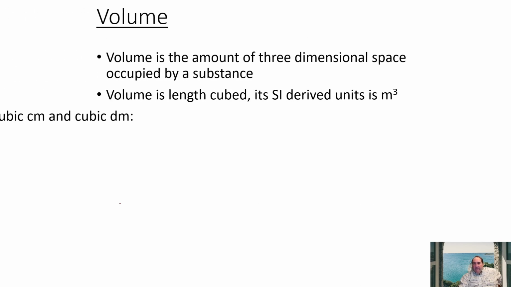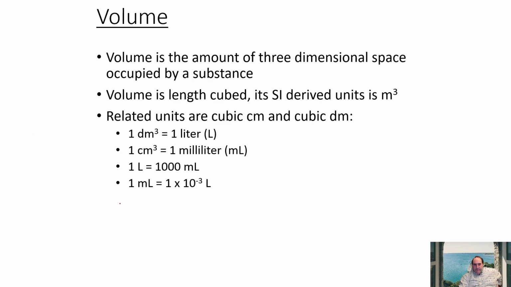So let's talk a little about volume. Volume is the amount of three-dimensional space that's occupied by a substance. Volume is length cubed, and the SI unit is meters cubed. So you may be wondering, what does that mean? Sort of, volume is length cubed. There are several different ways, as we'll talk about especially in this chapter, that you can get a volume. A very common unit of volume is milliliters, and milliliters is a very common unit of volume for liquids.